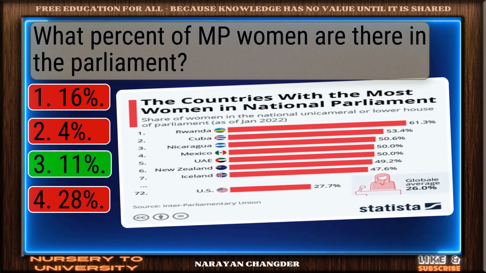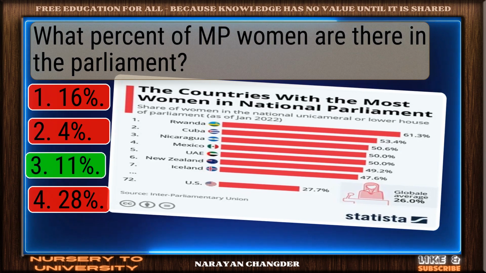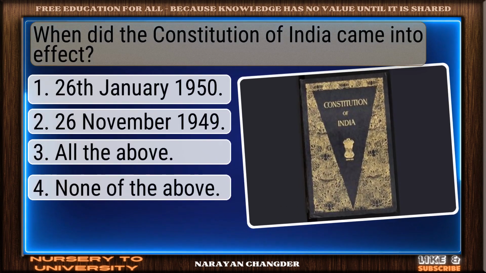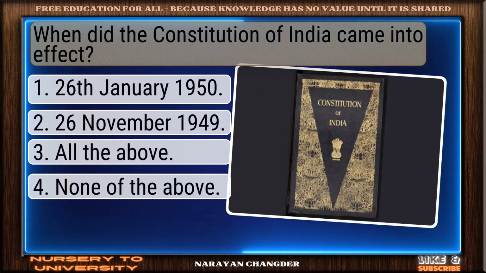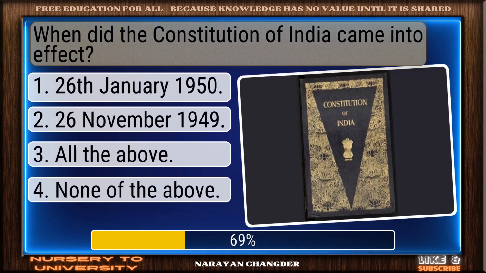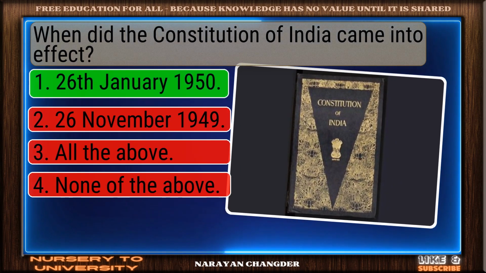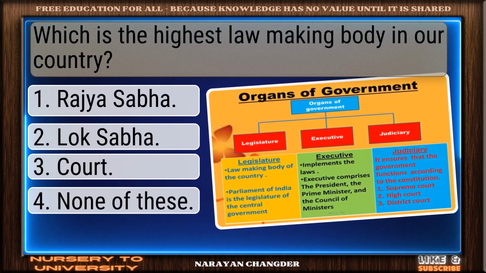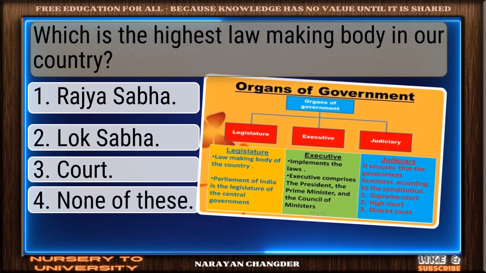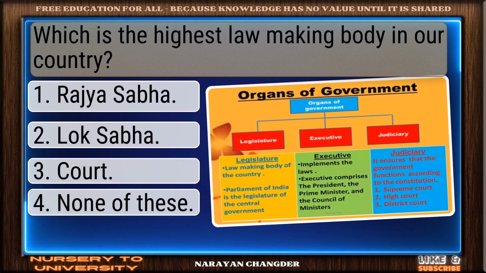You got it. Your choice 11% is right. Question number 117. When did the Constitution of India come into effect? Great thinking. 26th January 1950 is the right choice. Question number 118. Which is the highest law-making body in our country?